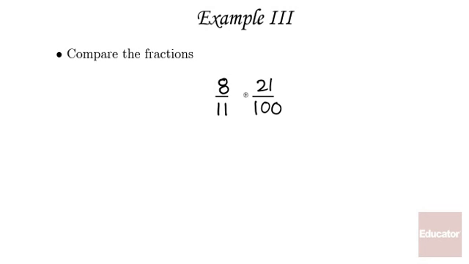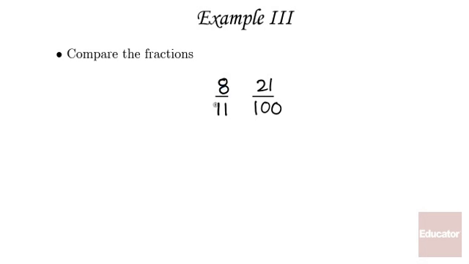This next example, 8 over 11 and 21 over 100. Now these numbers are kind of big, okay? So what I can do is look at these fractions and see how they compare with each other. 8 over 11. If I have 11 parts, total number of parts, and I use up 8, or let's say you have 11 pieces of candy, and you're gonna eat 8 of them. Do you eat more than half or less than half?